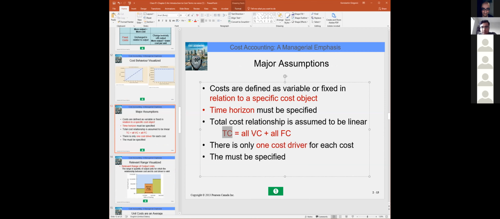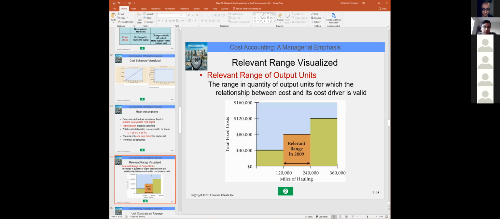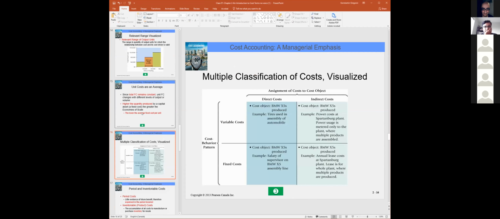So this is your basic linear formula. For variable costs, you can have an activity portion here, right? You can have your per unit cost times your volume, and then your fixed cost is generally just a lump sum. So we talked about relevant range. Basically the relevant range is the output where the relationship between cost and its cost driver is valid. So in this case, we've got total fixed costs and the miles of hauling. It seems to be only relevant between 120,000 and 240,000. So for the purposes of 99% of the questions you're going to do in this course, it's going to be falling within the relevant range.